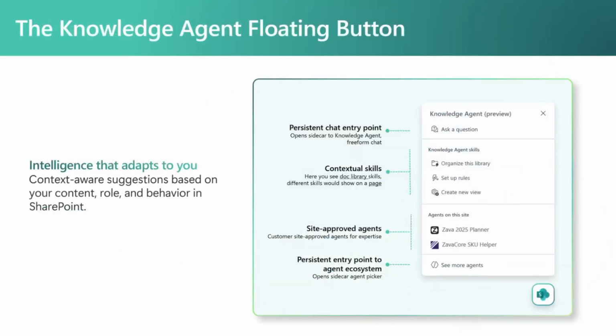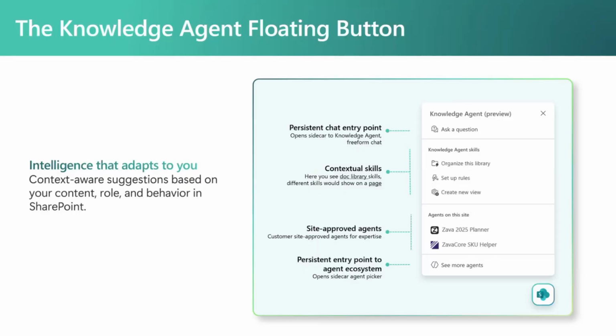So you saw on that previous screen that floating button in the bottom right-hand corner. This is a bit of a deeper dive into how you will engage with the knowledge agent. The knowledge agent is accessed through a floating button in the right-hand corner of all SharePoint screens. And this isn't just a UI element, it's really for us a strategic anchor for all of the intelligent assistants that we want to bring across SharePoint, whether it's pages or document libraries. So the floating button will be persistent and it's adaptive.